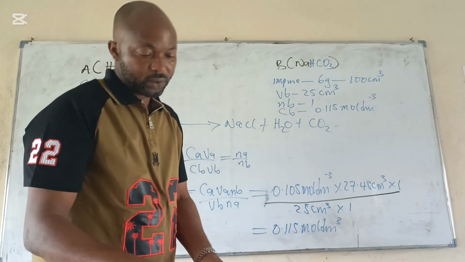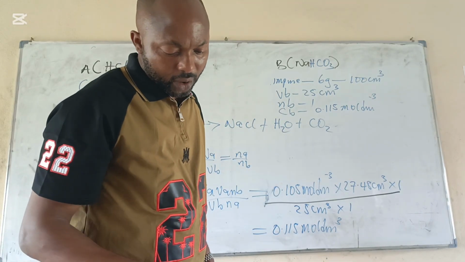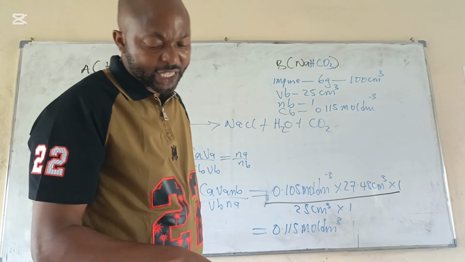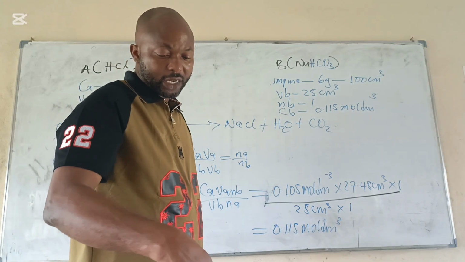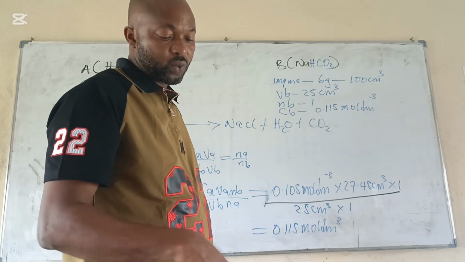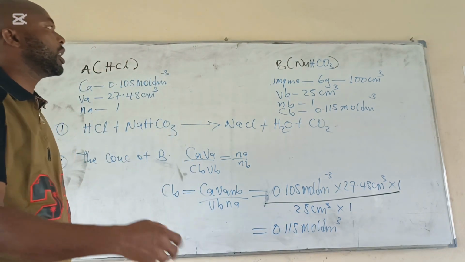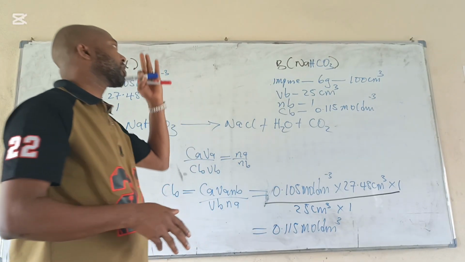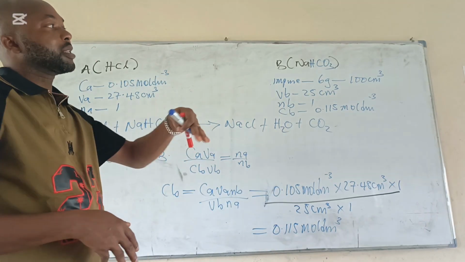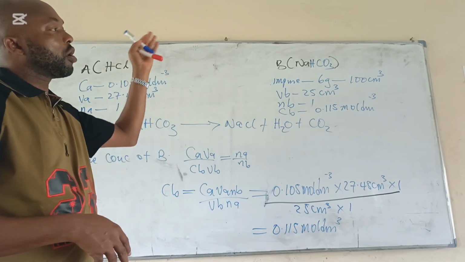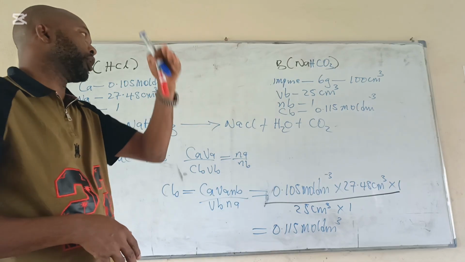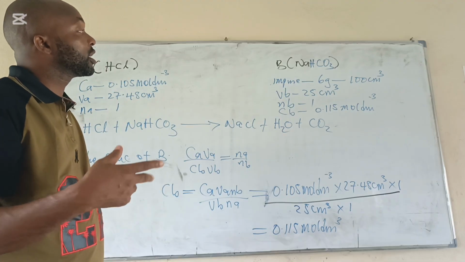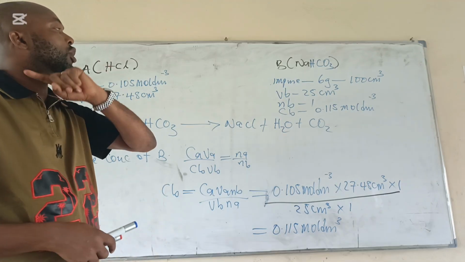First thing first. The third question says we should calculate the percentage by mass of the base in the sample of baking powder. So we want to look for the percentage impurity. Now remember, percentage purity is mass concentration of pure over mass concentration of impure times 100. That of impurity is mass concentration of impure minus pure over impure times 100. So it is important that for us to get the percentage impurity, we have to get the mass concentration of pure.